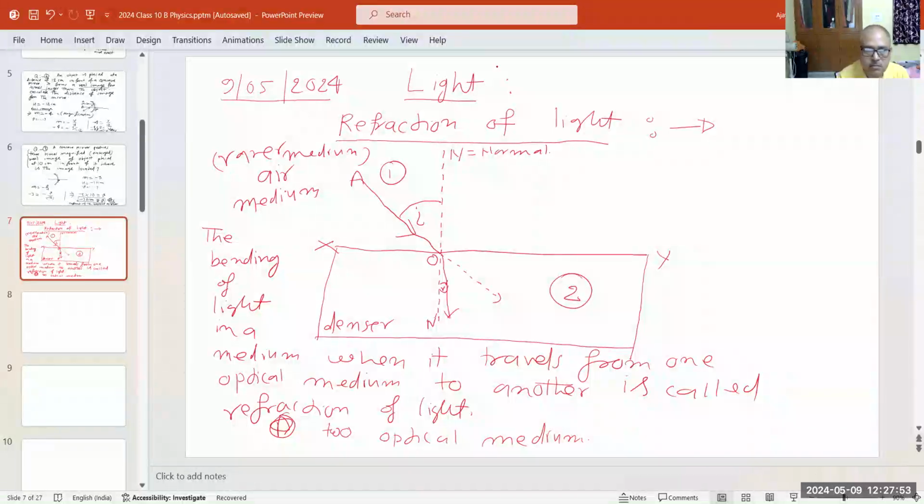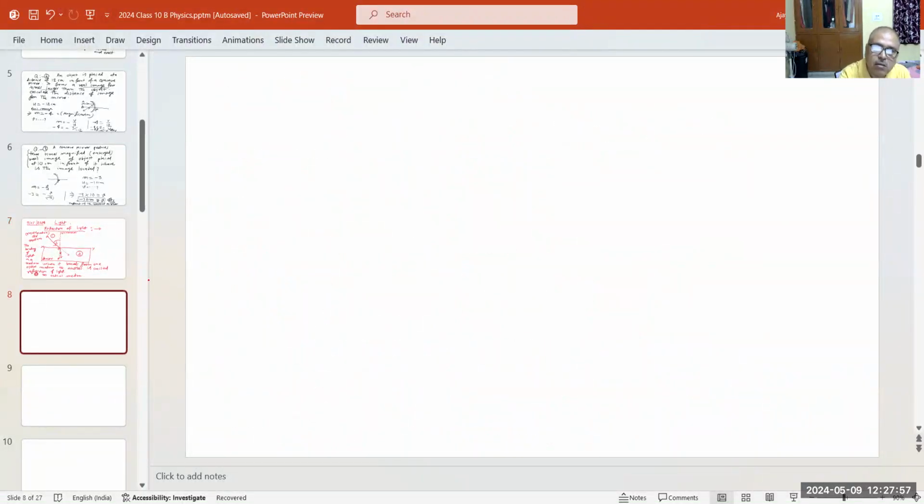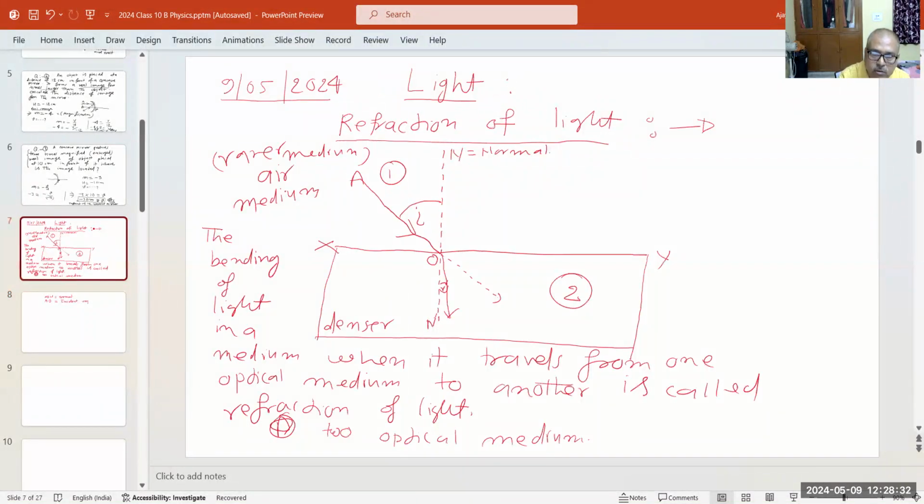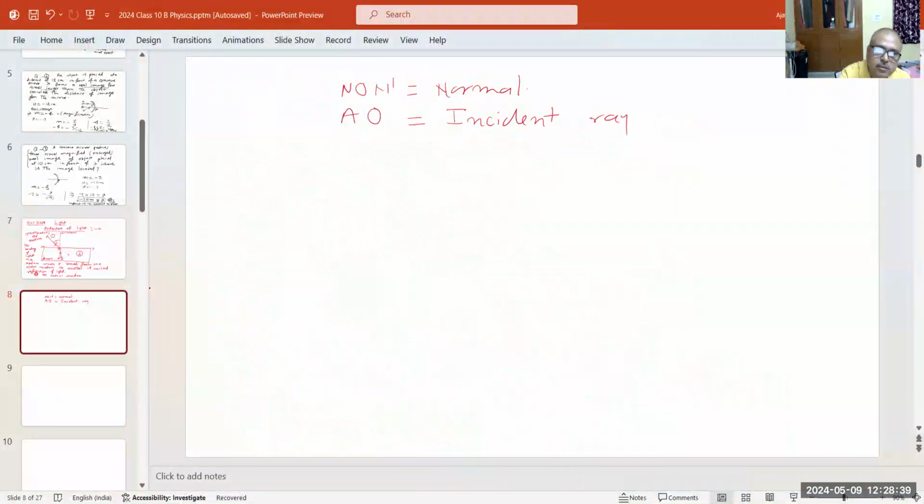Now come to another point. Here, N N dash is called normal. A to O is the incident light, incident ray, right? And another ray which has traveled into the second medium, you can give the name AOB. OB is the ray of light. OB is the refracted light, ray of light.